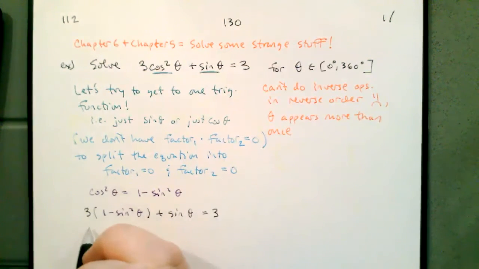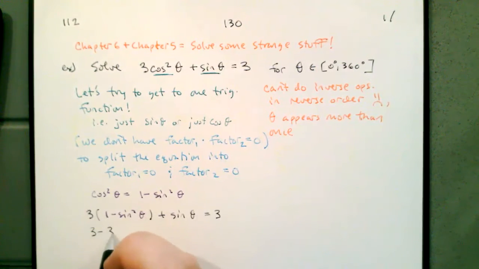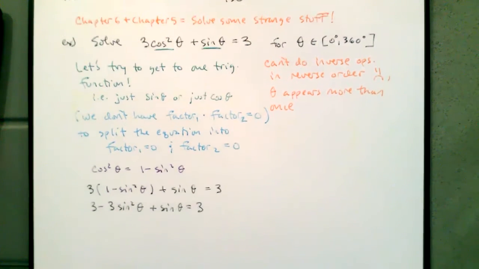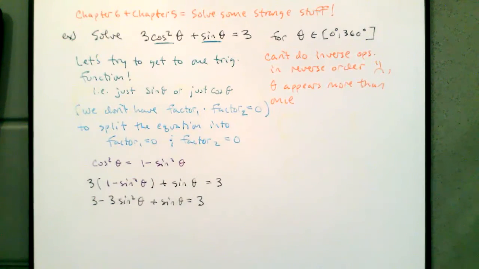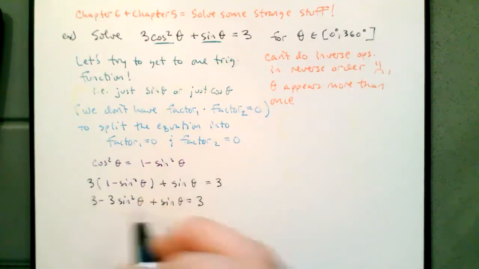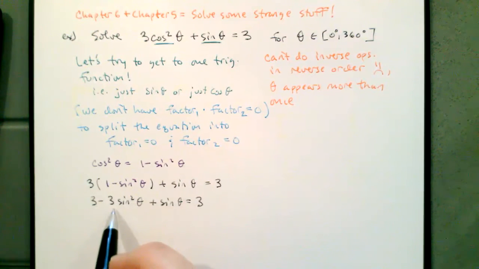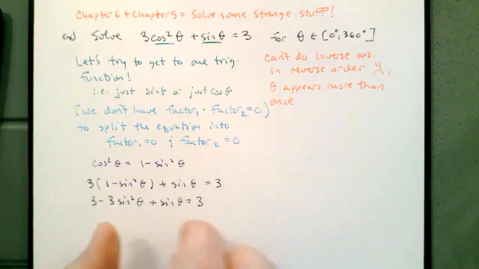So if I simplify, I get 3 minus 3 sine squared theta plus sine theta is equal to 3. Well, lucky us, the 3's cancel out, and we get an even easier quadratic in sine of theta. So let me simplify this. I'm going to cancel out the 3, subtract 3 from both sides, and I don't like my leading coefficients to be negative. So I'm going to move everything over onto the other side and then flip the sides. Or you can multiply by -1.